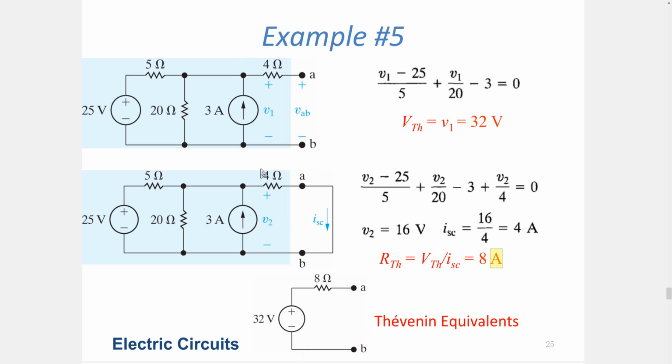What we have done is, if you have a black box, an unknown circuit where you can only observe one or two nodes, basically you need two nodes, you can create this equivalent circuit without knowing the internals. What you need to do is measure the open circuit voltage and measure the short circuit current. Then you have your Thevenin equivalent model.